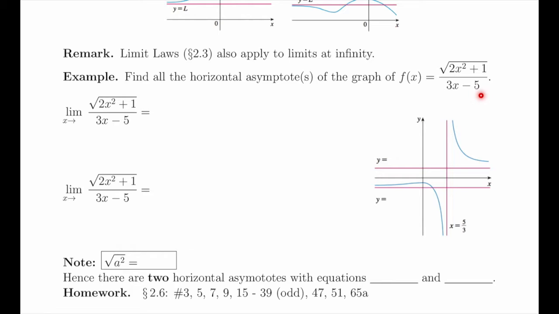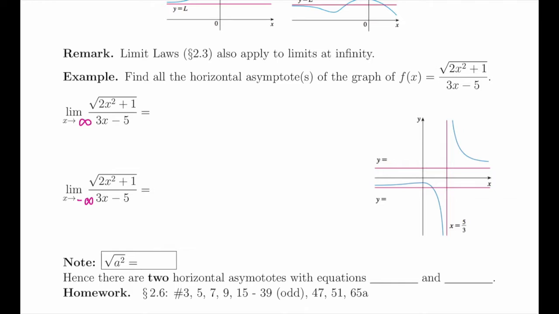Okay, so that means you have to evaluate two limits: the limit as x goes to positive infinity, and the limit as x goes to negative infinity. The reason is that there might be two different horizontal asymptotes. You might be going towards one number as x goes to infinity, and a different number as x goes to negative infinity. And you won't catch them both unless you do both of these.